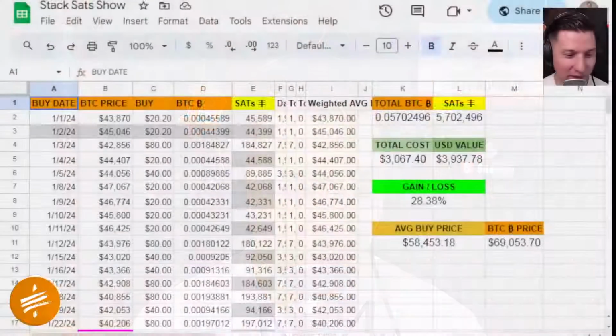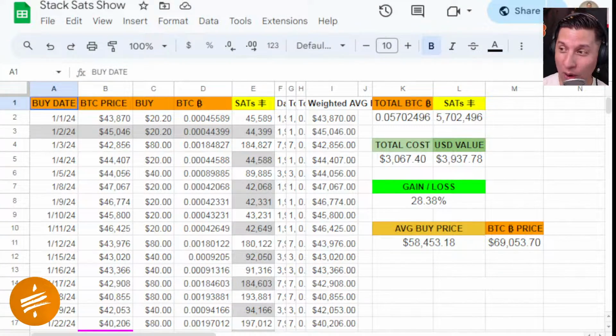So, let's see. Today, our stack for only 2024. Because we're tracking our stack in two different ways. We're tracking it for the whole lifespan of the show, and we're also tracking it for just 2024 to give you guys that are new to the show, that are new to Bitcoin, a little bit of hope that you can do it too.